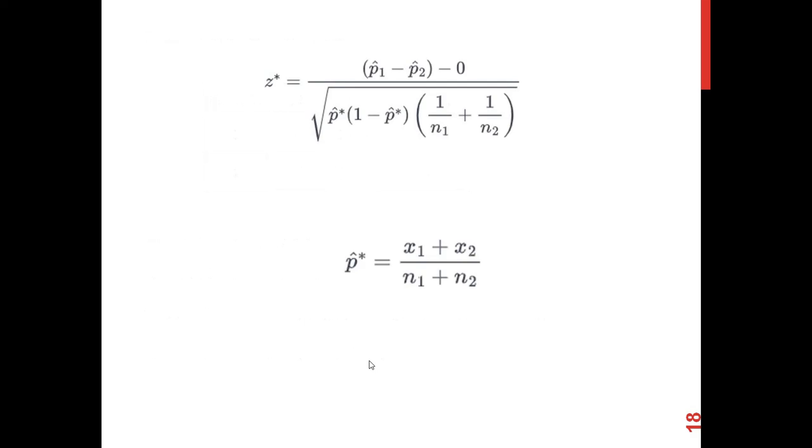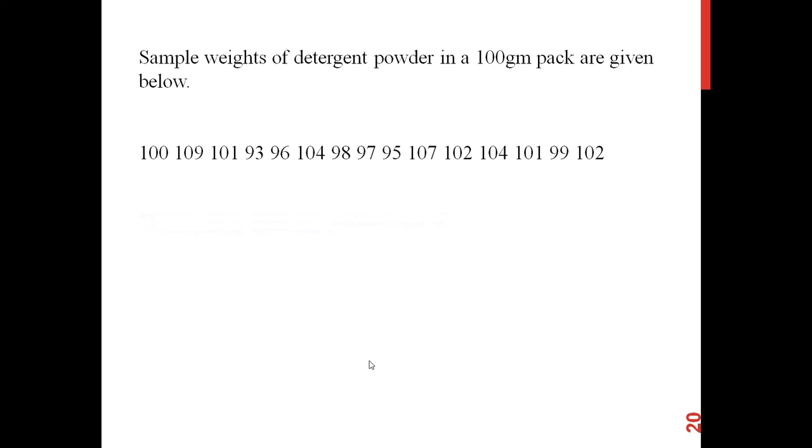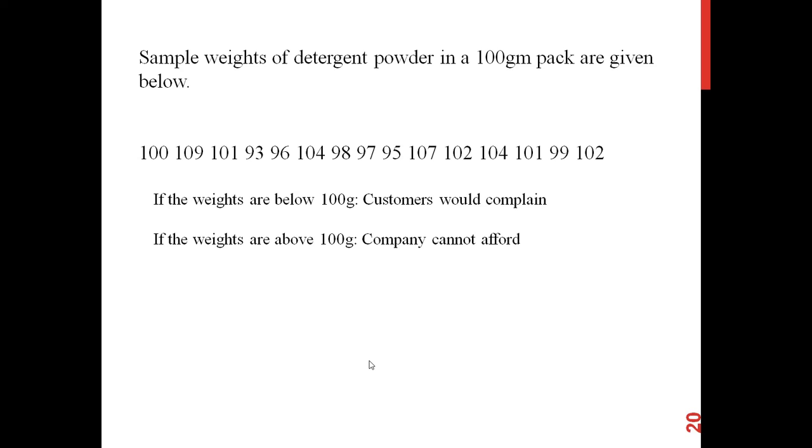Is it okay? So this was a test for difference between proportions. Now we go for test for means. Sample weights of detergent powder in a 100-gram pack are given below. These are some weights. If the weights are below 100 gram, then of course customers would complain. If the weights are consistently above 100 gram, then the company cannot afford it, because you cannot charge for 100 gram and give more than 100 gram.